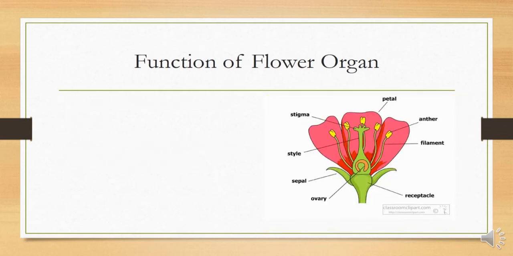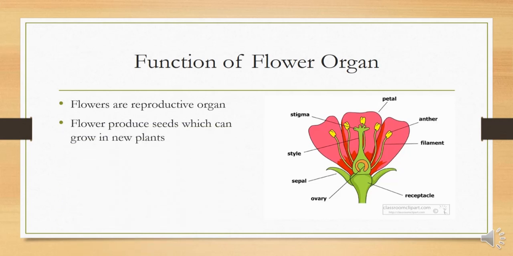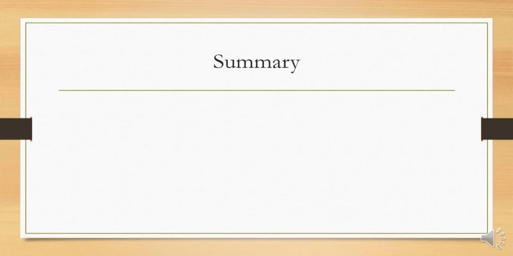Now, the last plant organ is the flower, which is also known as the reproductive part of the plant. So flowers are reproductive organs. Flowers produce seeds which can grow into new plants, and this is what today's lesson is.